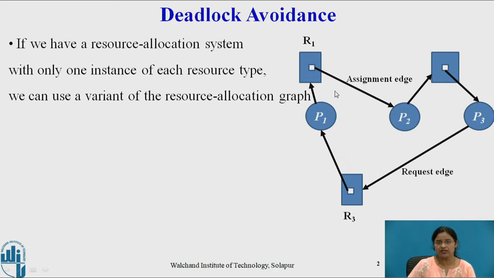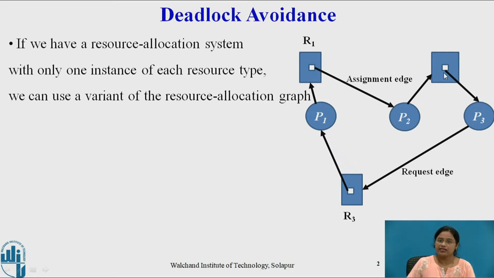As shown in this diagram, we have three processes P1, P2 and P3 and three resources R1, R2 and R3. Each has only a single instance. So, this instance of R1 is allocated to process P2 and that is why this edge is called an assignment edge, whereas this edge is called a request edge. It means P1 may request resource R1 in the near future.